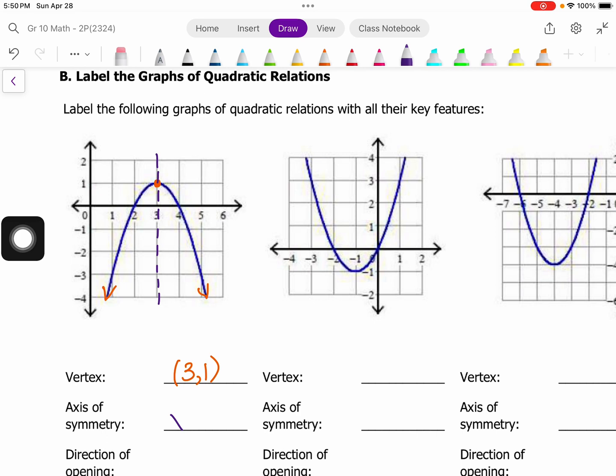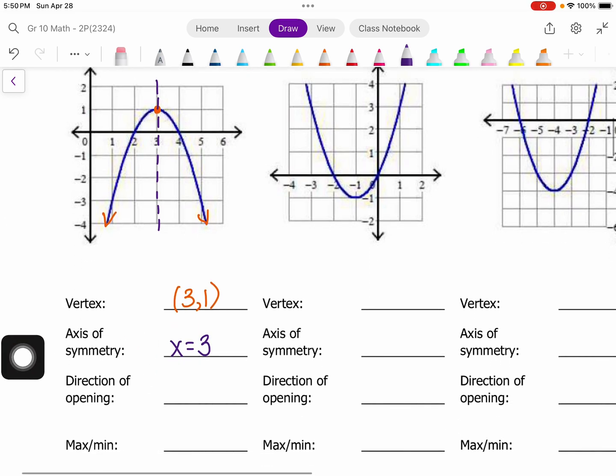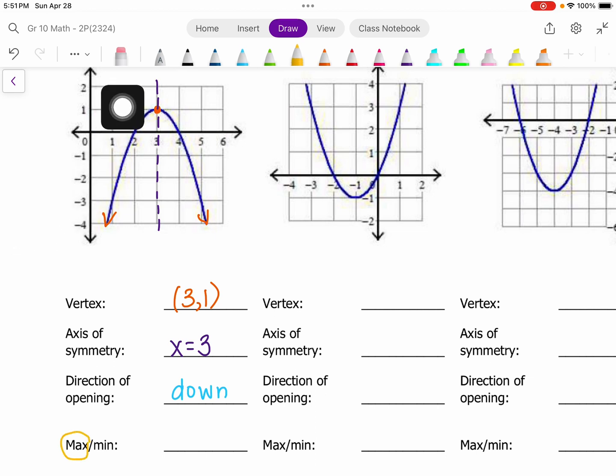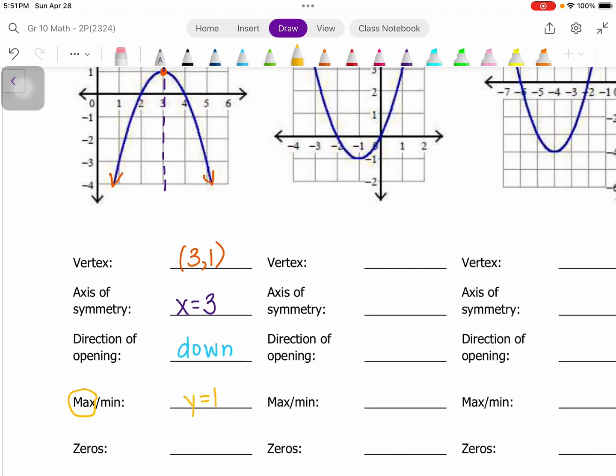So our axis of symmetry is always going to be the equation of a vertical line. It's always going to be x equals whatever the x coordinate of the vertex is. This parabola opens down, so our direction of opening is down. This particular parabola has a maximum value. This is the highest point, and that happens when y is equal to 1. And the zeros occur over here and here.